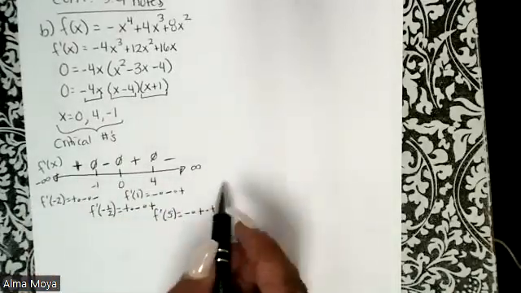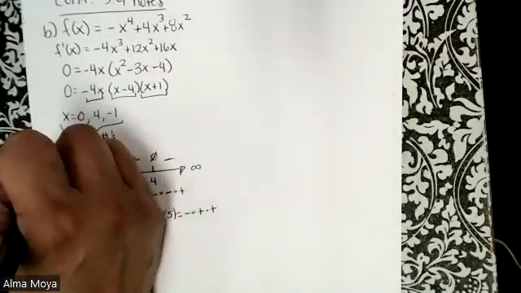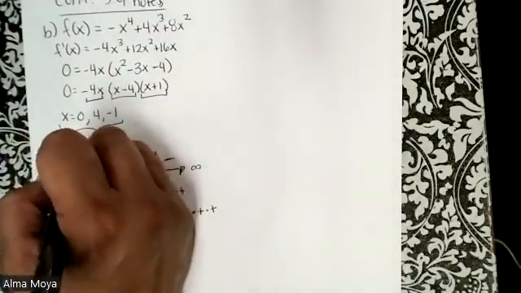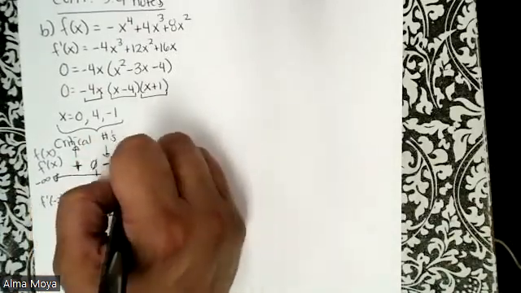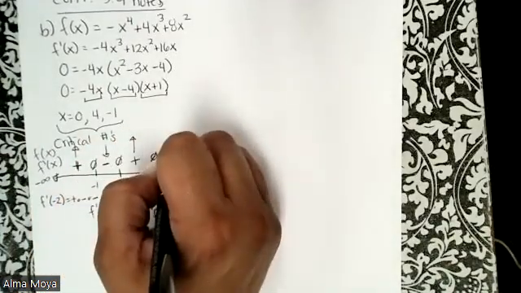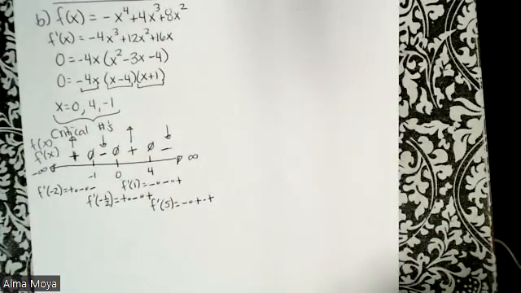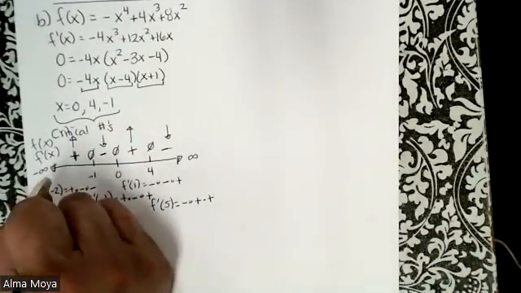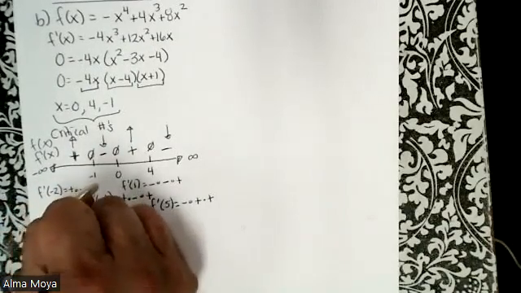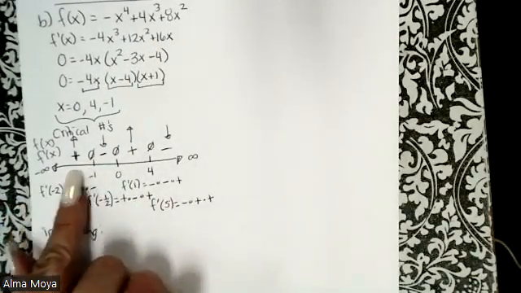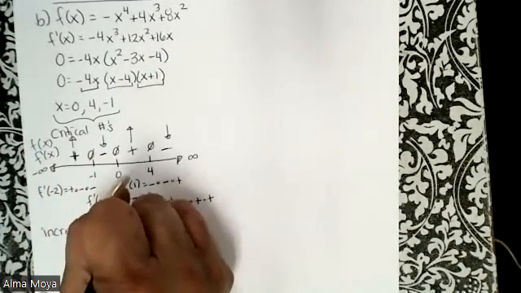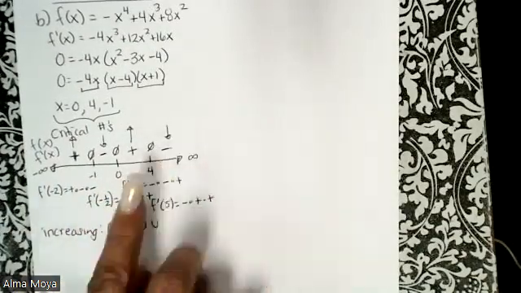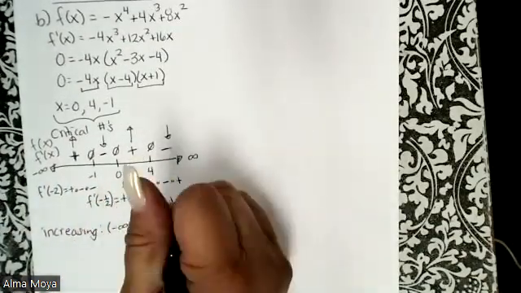So when I look at the original graph, what that tells me is positive means the graph is increasing. Negative means the graph is decreasing. Positive means increasing. Negative means decreasing. So I'm going to write my regions. It's increasing on the interval from negative infinity to negative 1 and from 0 to 4.